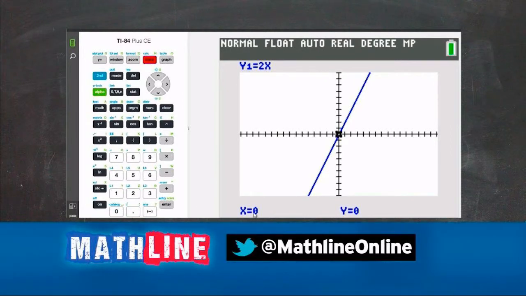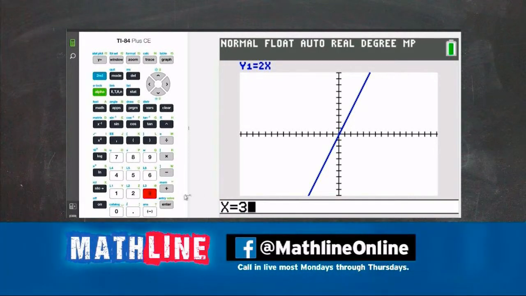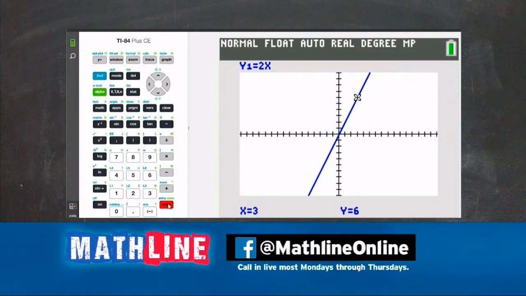What happens if I put a 3 in there for x? Hit enter, and we're at 6. In other words, 2 times 3 gives us 6. So this is what we call a linear relationship. It's where it patterns out. I could come along here.